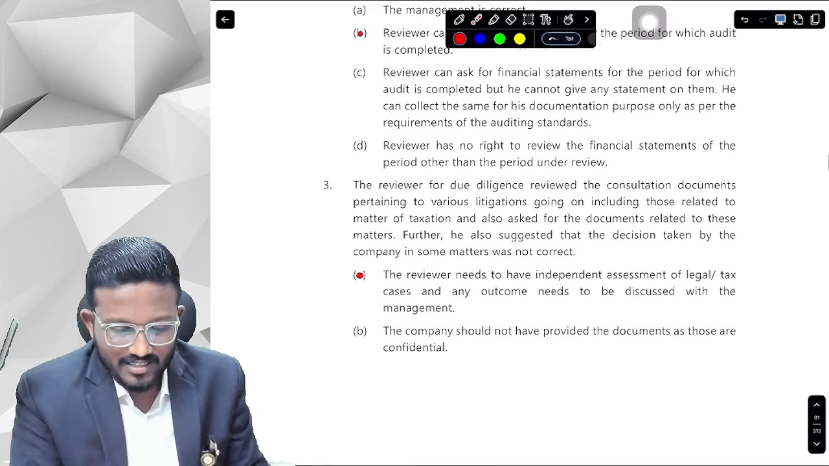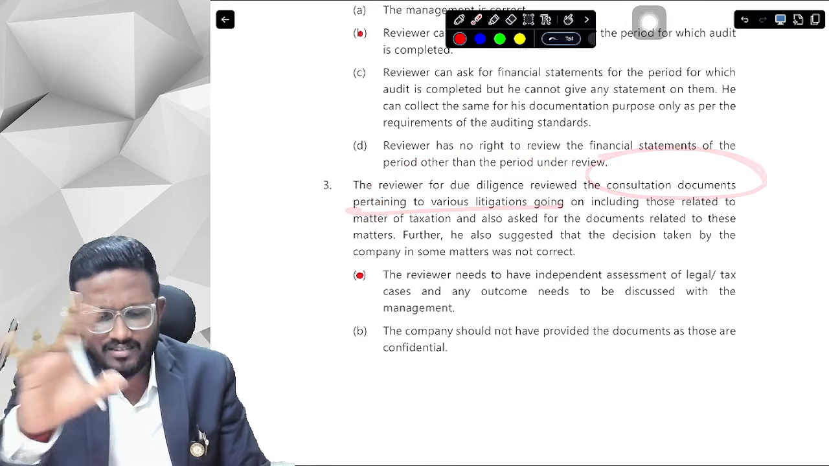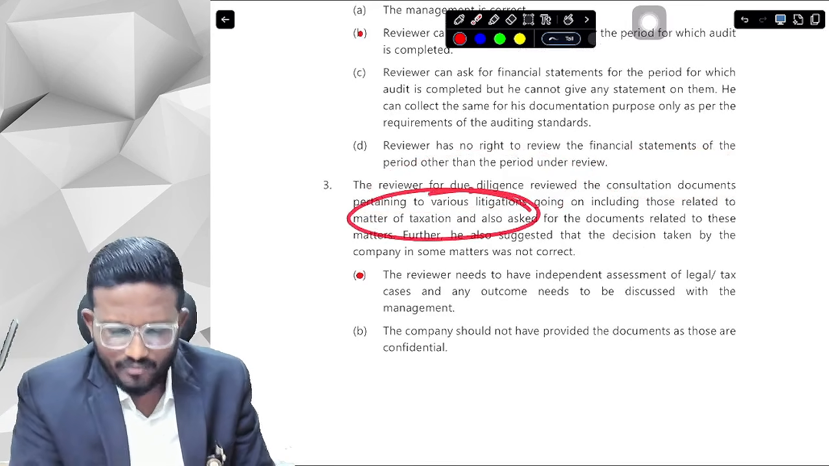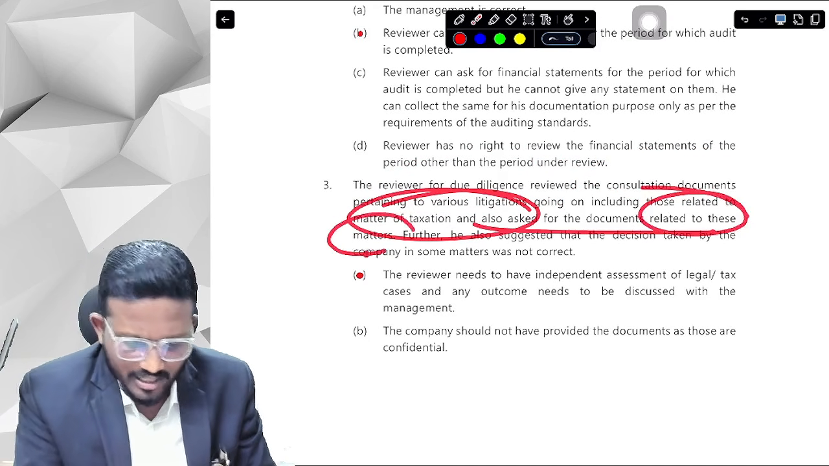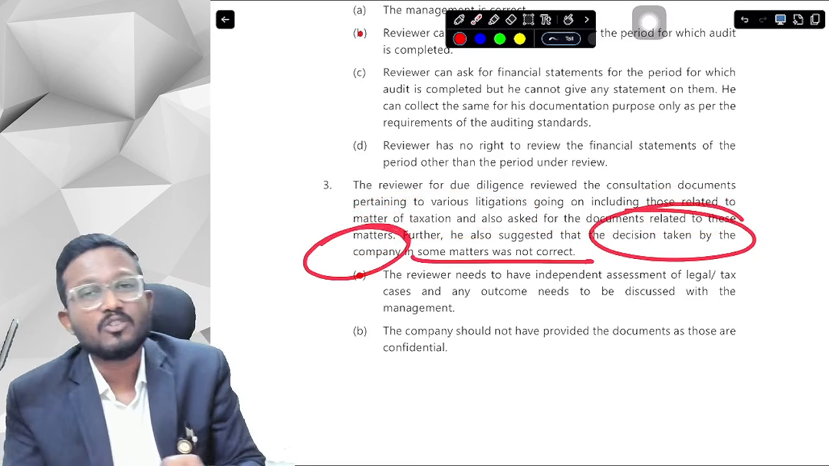Okay, yes. Next, the reviewer for the due diligence reviewed the consultation documents pertaining to various litigations that involved matters of taxation and also asked for the documents related to these matters. Further, he suggested to the management that the decision taken by the company was not correct.